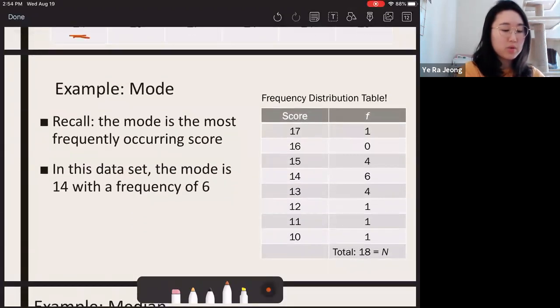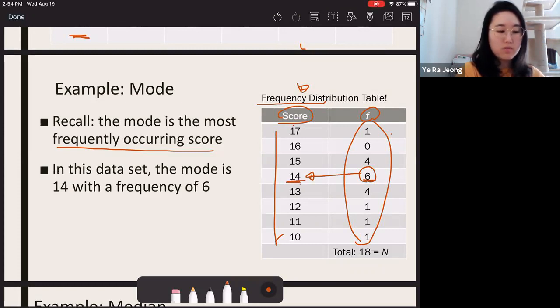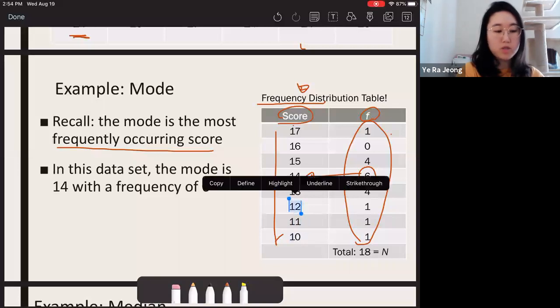To find a mode, it's the most frequently occurring score. So we organize the raw scores that we had above into the distribution table. Remember, the first column is the score, and the second column is the frequency. And you organize the scores from the highest to the lowest. And by looking at the frequency number, you can quickly determine, okay, 6 is the highest frequency number, which is 14. So 14 has the highest frequency, so our mode is 14. So most people are meditating 14 minutes per day.